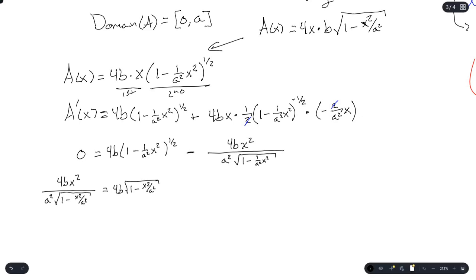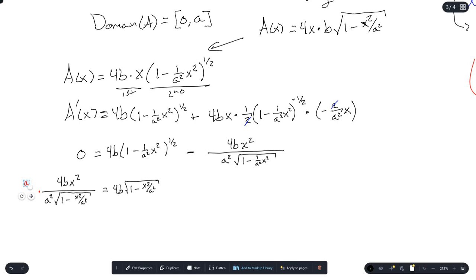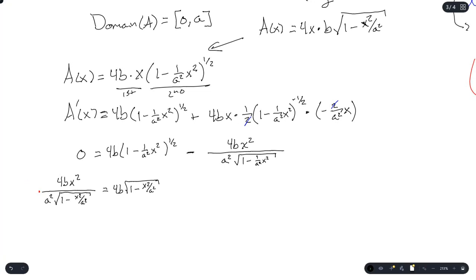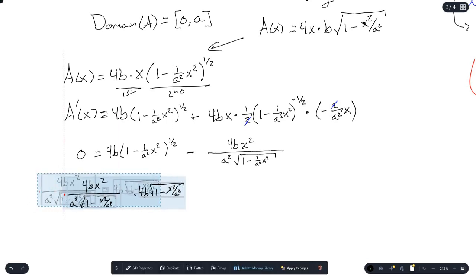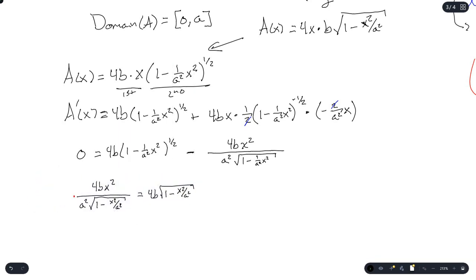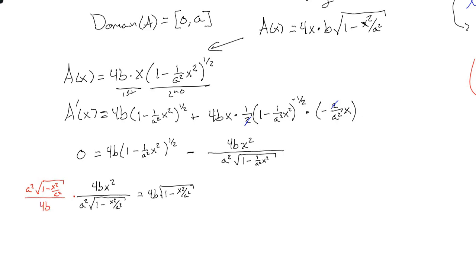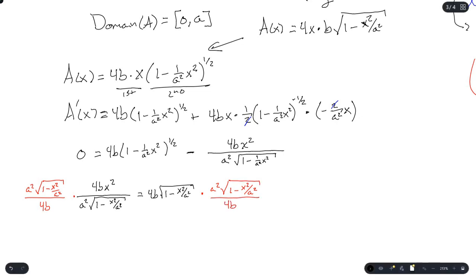And then we're going to multiply both sides by a squared times the square root of 1 minus x squared over a squared, over 4b. And this allows us to cancel the 4b on both sides.